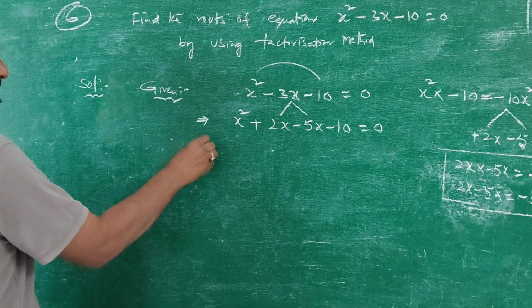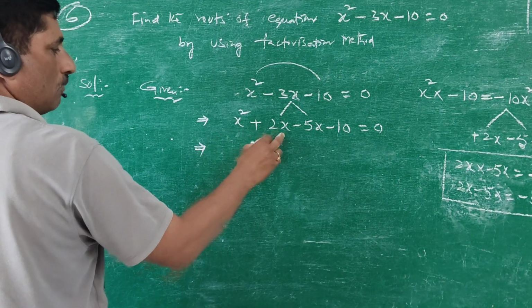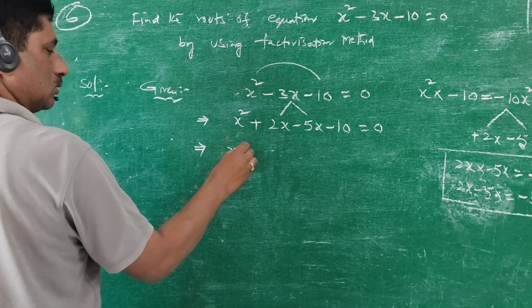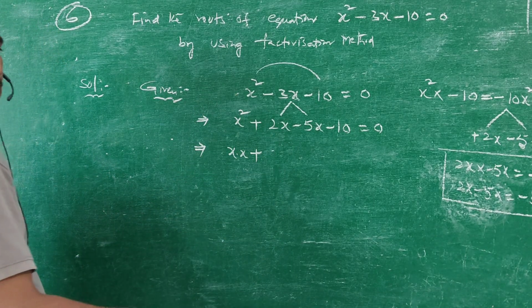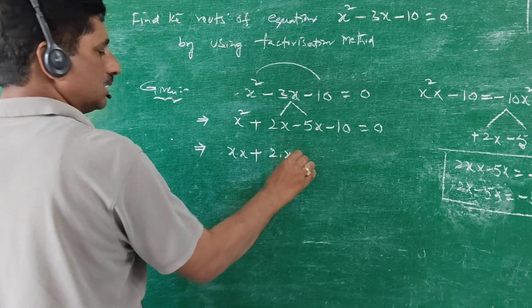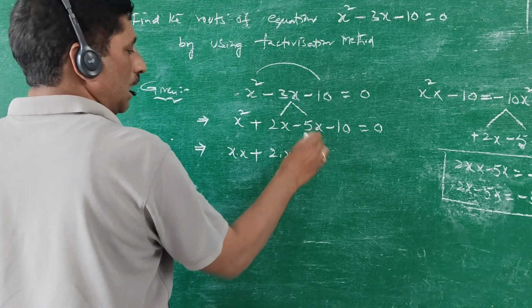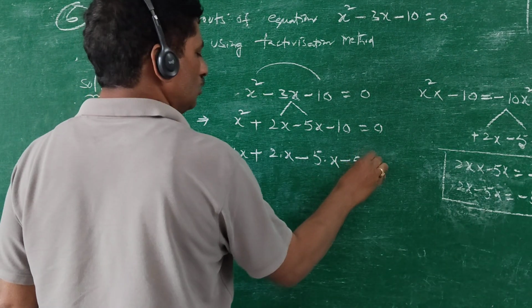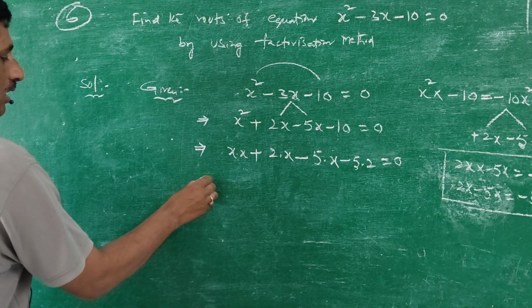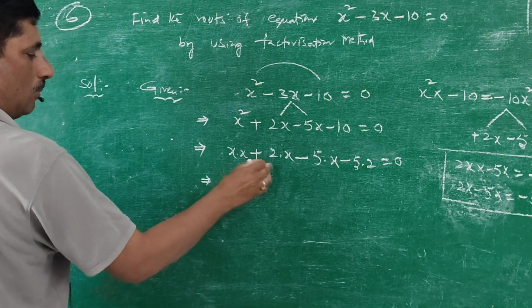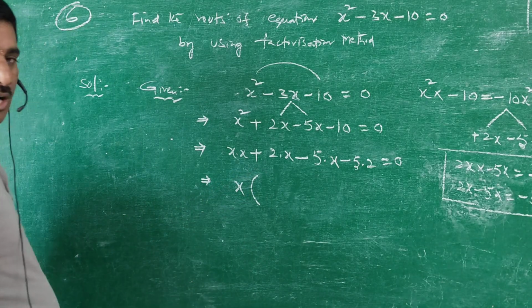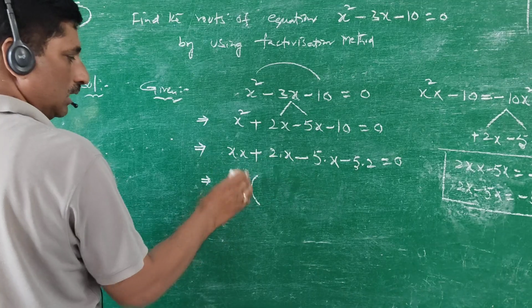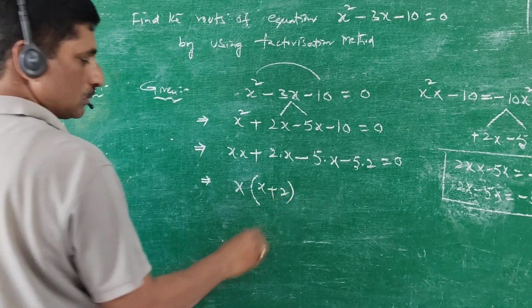Then I have to factorize this. What is the common factor in those two terms? x is common. For this x square I write x into x, and this one 2 into x, and this term I write 5 into x, and 10 I write 5 2s are 10, that is equals to 0. Now in those two terms, what is the common term here? x. Common means we should keep a bracket here. When I keep the bracket, the remaining terms after taking out x are x plus 2.